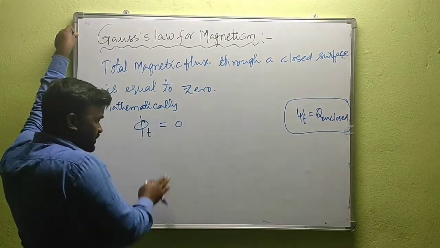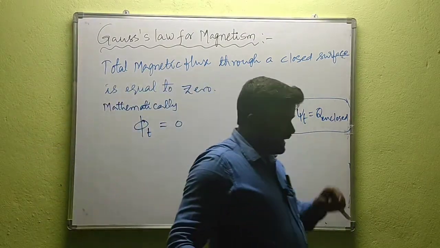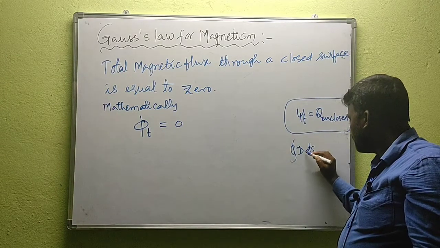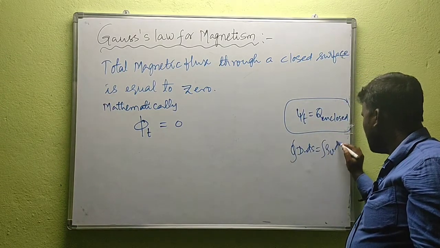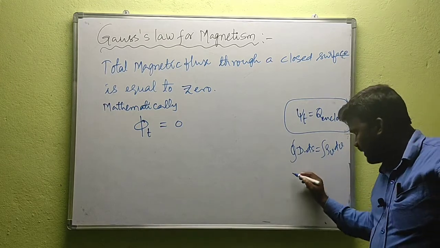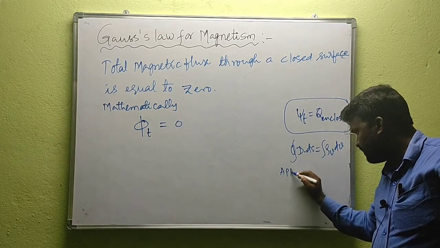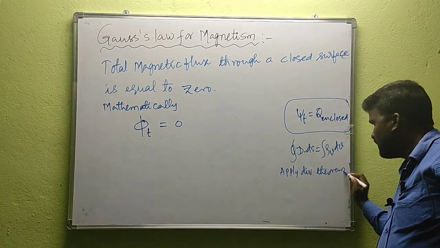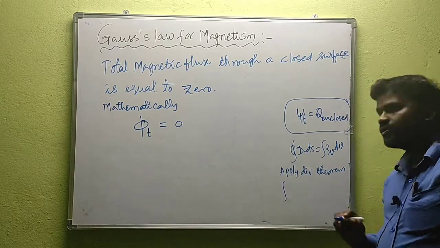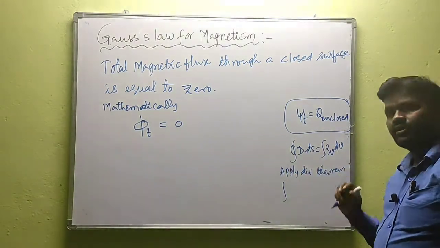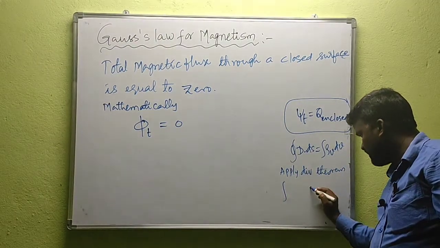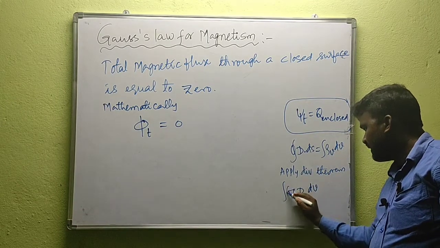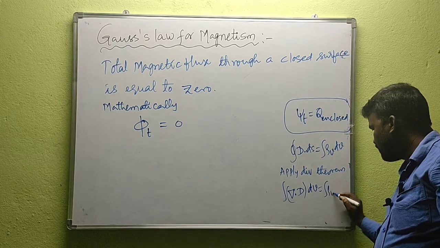Before entering into this, I want to say one thing. Psi t is equal to q enclosed can be written as closed integral D dot dS is equal to integral rho v dv. After this we apply the divergence theorem. Divergence theorem is used to convert a closed surface integral into a volume integral, and the vector becomes the divergence of that vector, that is del dot D dv is equal to integral rho v dv.